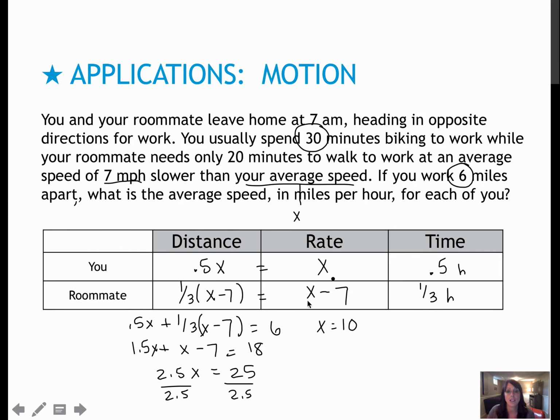So what does that tell me? That tells me that my rate, which is biking, is 10 miles per hour, and my roommate, who is walking to work, is going at 3 miles per hour.